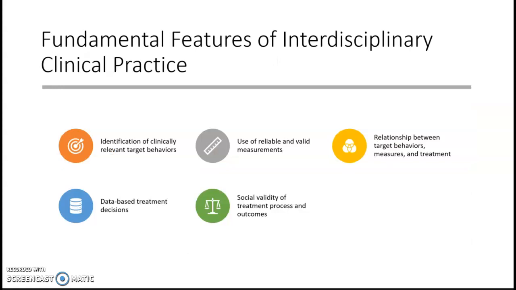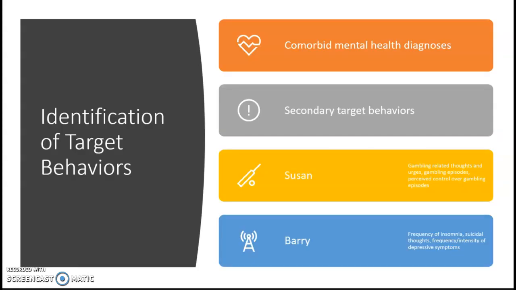So the main focus of this chapter, after discussing the phases and giving some examples of case presentations, is the fundamental features of interdisciplinary clinical practice. They continue to use Barry and Susan as examples as they identify these 5 fundamental features. So through the use of indirect psychometric measures that are considered to have high reliability, they were able to find that Barry and Susan both presented with specific behavior of concern. Susan had gambling as the behavior of concern, and Barry had insomnia as the behavior of concern.